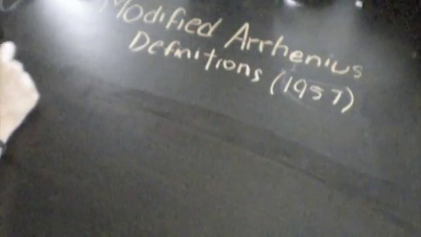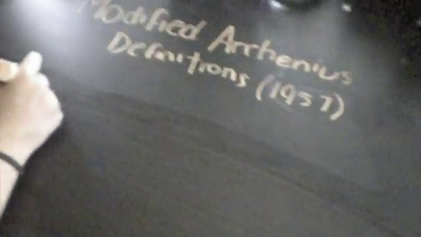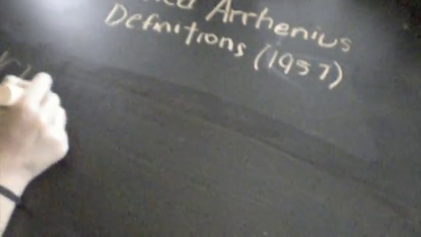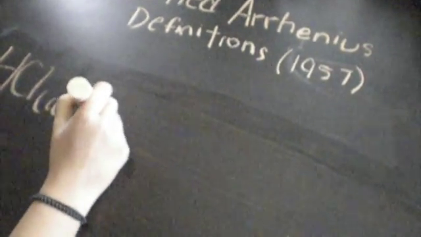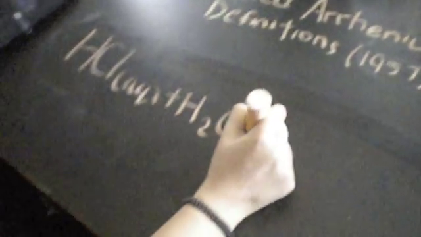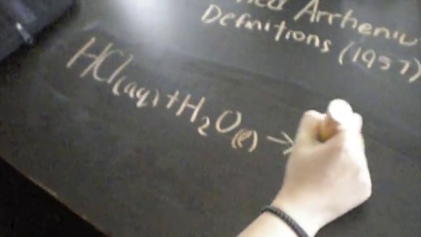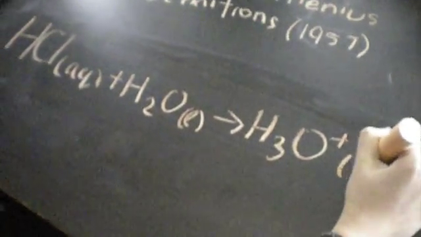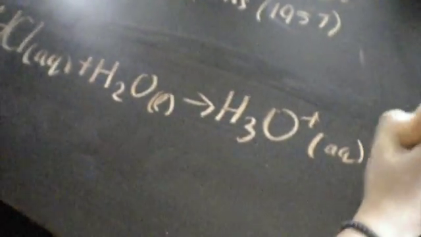According to the modified Arrhenius definition, a strong acid is a chemical that completely reacts with H2O liquid and dissociates and dissolves to make high H3O positive aqueous. An example of this would be HCl aqueous plus H2O liquid yields H3O positive aqueous plus Cl negative aqueous.